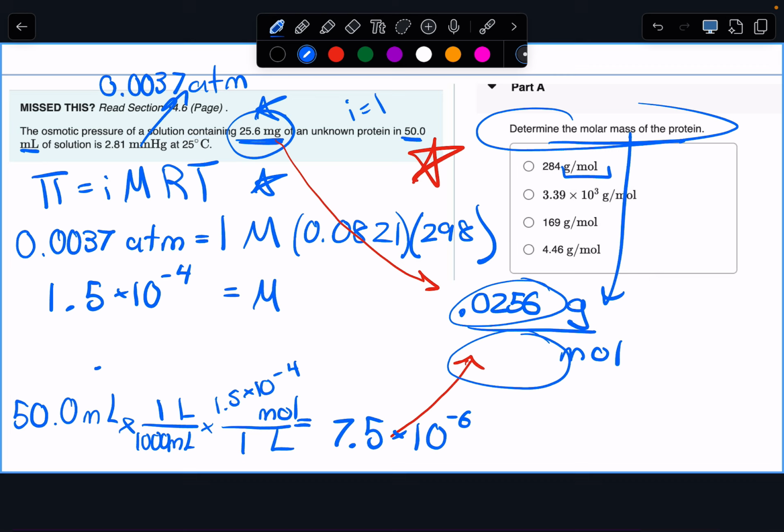Great. Okay, so this comes out to 3,000. I think I rounded a little bit too quickly, but I have 3,413. That 7.5 was probably rounded too much, maybe the 1.5. This is not crazy. Proteins are really, really big molecules, and so they have really big molar masses. So that is your answer for the molar mass.